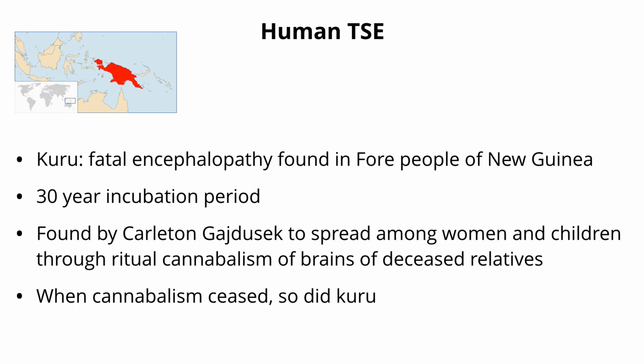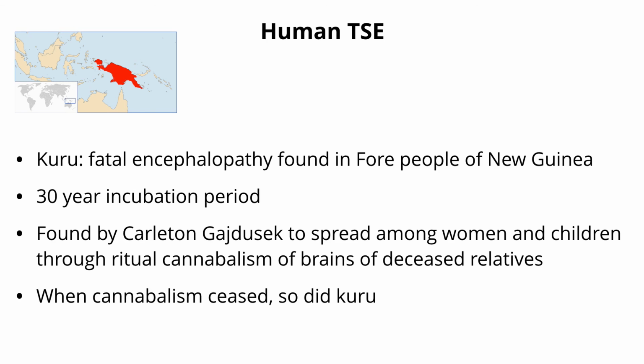Now, the first human TSE studied was called Kuru, which was a fatal TSE found in the Fore people of New Guinea with a 30-year incubation period. And this was very, very prominent in this area. So the US sent a virologist named Carleton Gajdusek to study this. And he found out that the reason it was spreading is because when someone died in this tribe, the women and the children got to eat the brain of the dead person. And so women and children would get TSEs, but not the men. And so he said, you should stop eating your dead relatives. And eventually they stopped, and that got rid of this disease called Kuru. So it was spread from human to human by cannibalism.